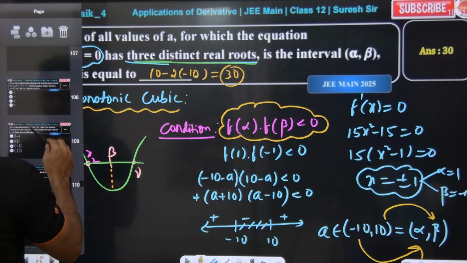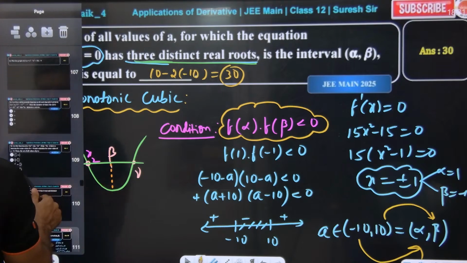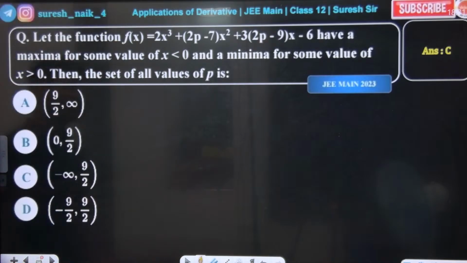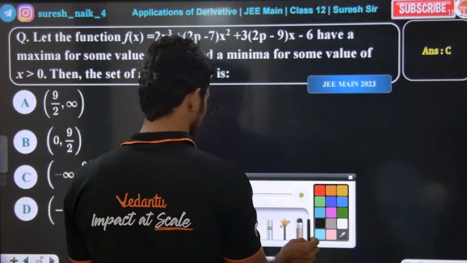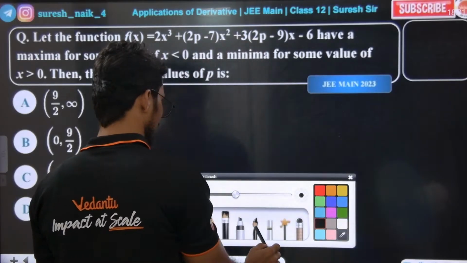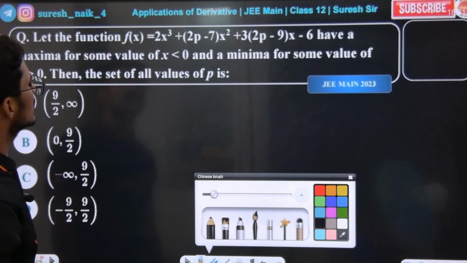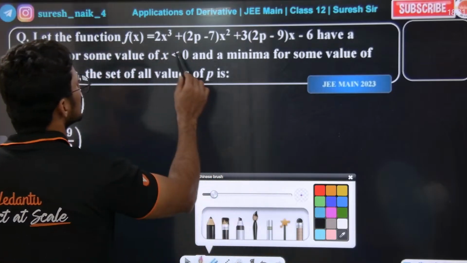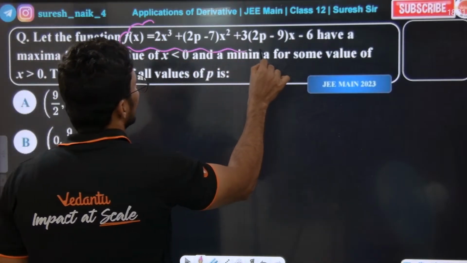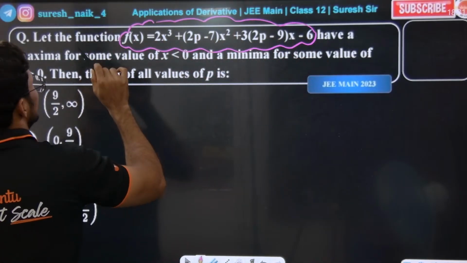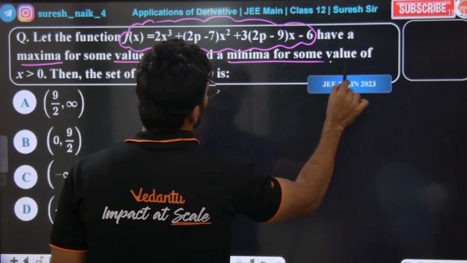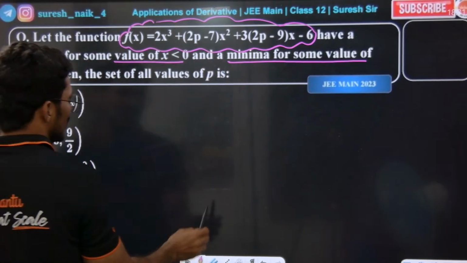Sir, one more question please. Let's do one more question. Everybody should do this. Guys, everyone listen. What they have given, the function is this: it has a maxima for some value of x less than 0, minima for some value of x greater than 0, then find the set of values of p. This is a super question.